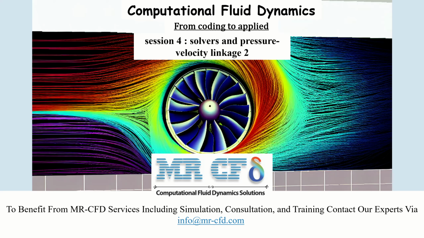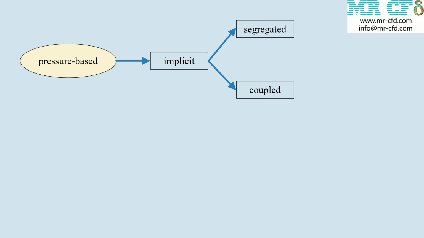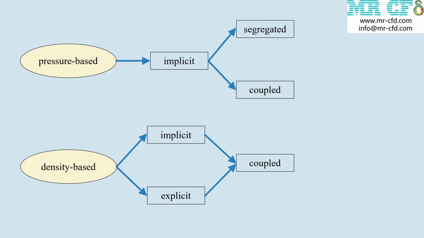In this session, we are going to continue from where we left off in the last session, focusing on solver and pressure-velocity coupling. Specifically, we will discuss density-based methods here. We saw in the last session that in pressure-based methods, we have two options: segregated or coupled algorithms, and all formulations are implicit. In contrast, in density-based methods, we only use coupled methods, but for the formulation, we have two options: implicit and explicit in ANSYS Fluent.